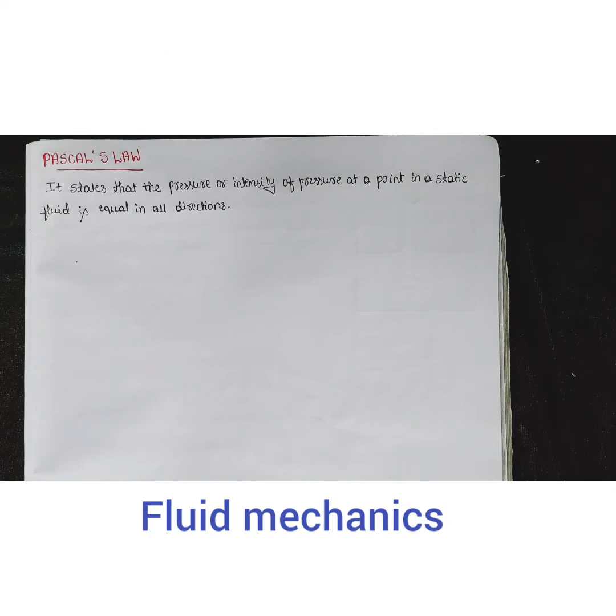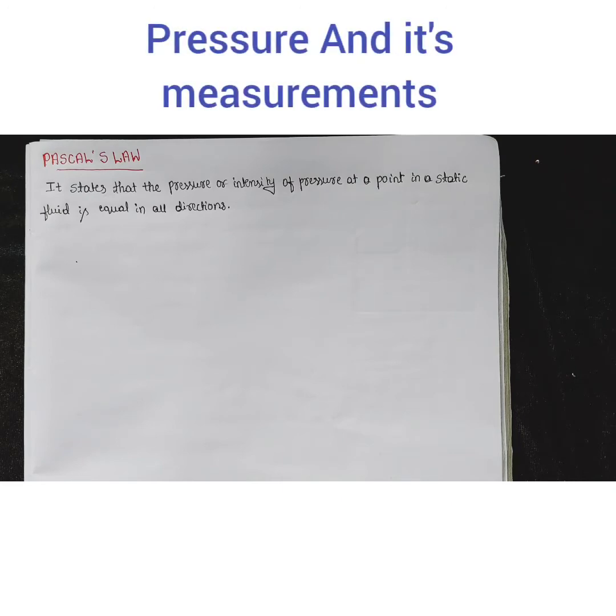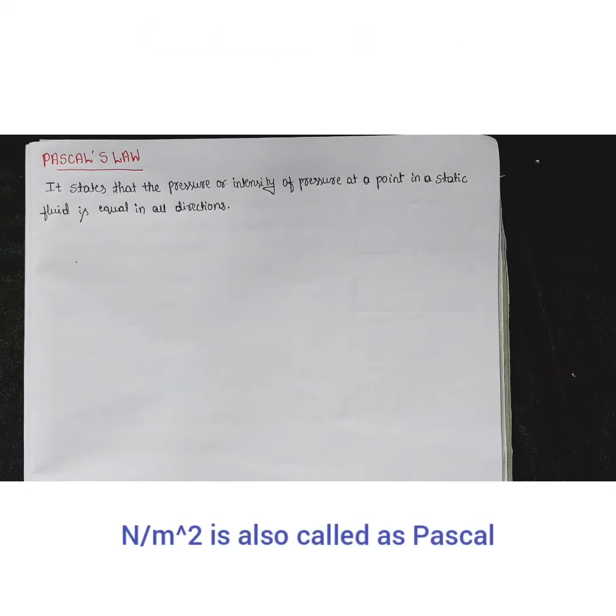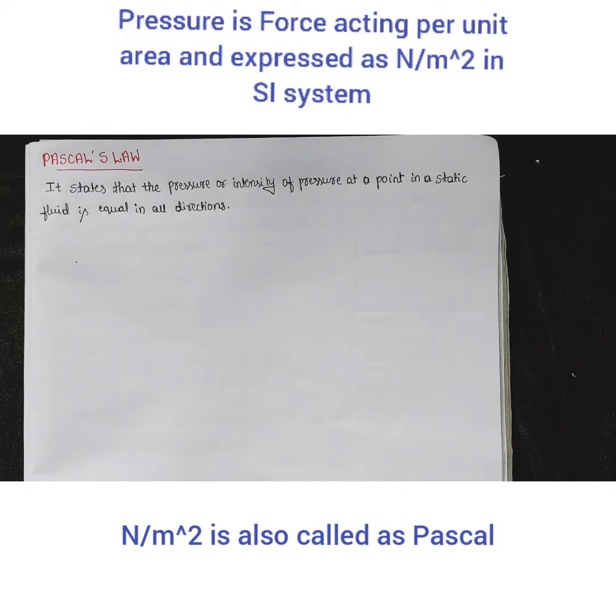It states that the pressure or intensity of pressure at any point in a static fluid is equal in all directions. So when a fluid is at rest, whatever the intensity of the pressure exerted on a particular point and whatever the pressure intensity exerted on a different point, the intensity of the pressure is the same everywhere. That is along all the three-dimensional directions, about the x-axis, y-axis, z-axis, whatever the intensity of the pressure acting on that fluid element will be equal.